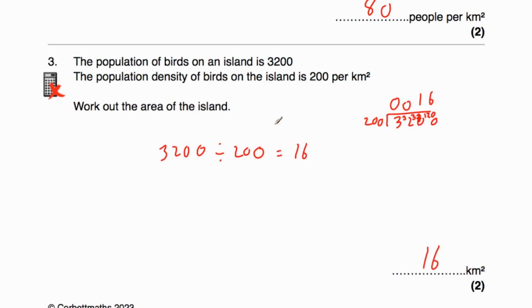And that makes sense because the population density is 200 birds per square kilometre. If there were 16 square kilometres and those 200 birds were in each square kilometre, that would be 16 lots of 200, which gives us our population of 3,200.